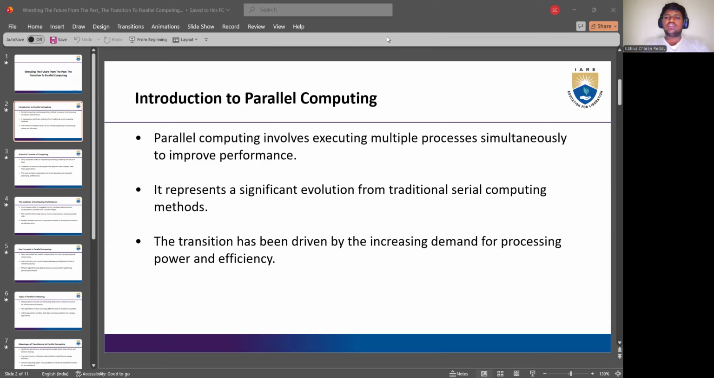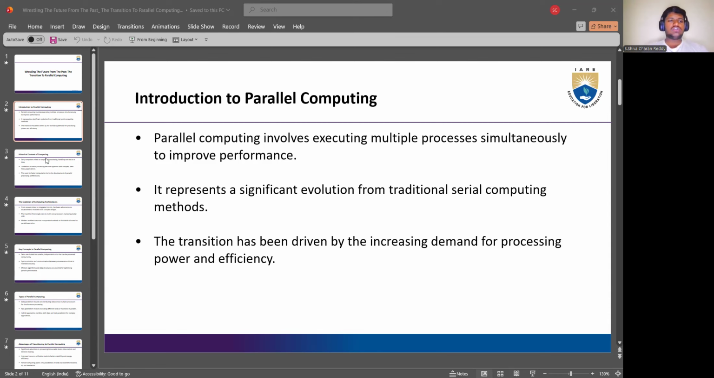It represents a significant evolution from traditional computing, where a single task is done at a single time, to multiple tasks being done at a single time. So this transition has taken place because of the increasing demand for processing power and efficiency.